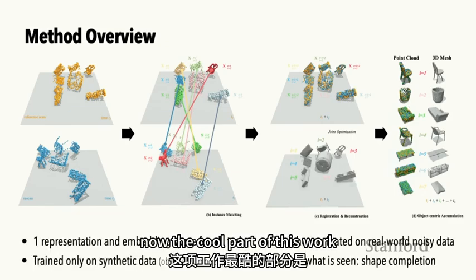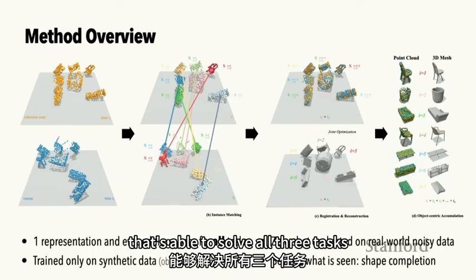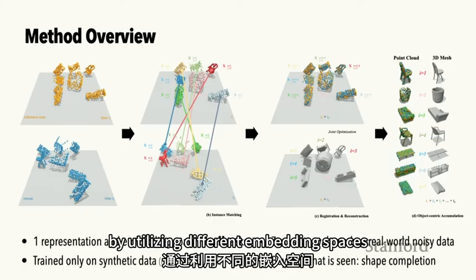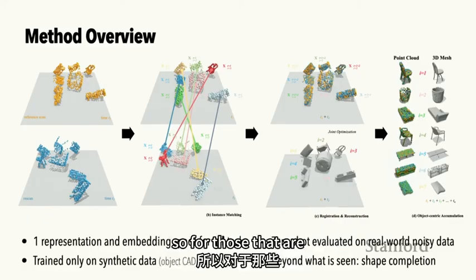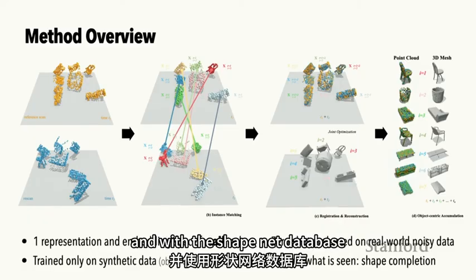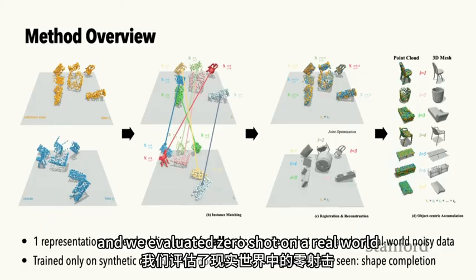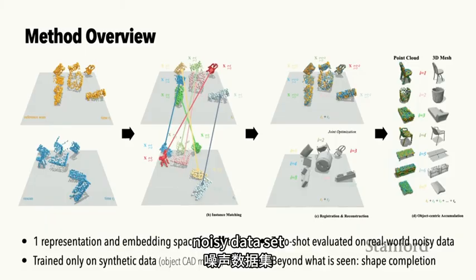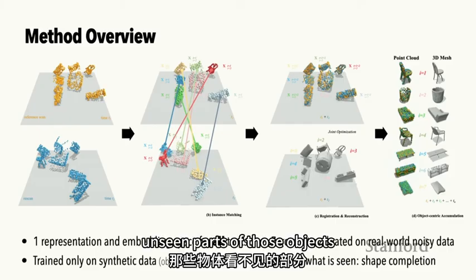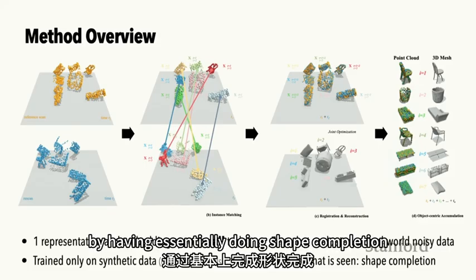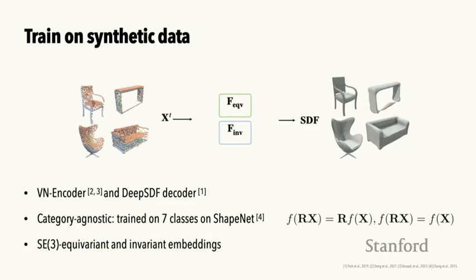Now, the cool part of this work is that we have one representation that's able to solve all 3 tasks by utilizing different embedding spaces, and I will comment on that in a bit. It is trained only on synthetic data, so for those that are familiar with CAD models and with the ShapeNet database, we only use that for training, and we evaluated 0-shot on a real-world noisy data set. And beyond what it sees, it is also able to reconstruct unseen parts of those objects by doing shape completion, by understanding geometric priors of those particular categories.